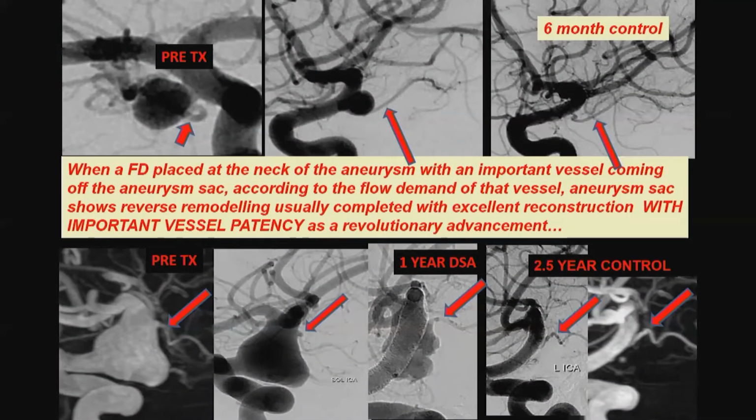Especially for aneurysms like those with the anterior choroidal coming off the aneurysm sac, and there are two different aneurysms with anterior choroidal coming off the sac, when we deploy a flow diverter across the aneurysm neck, it depends on the flow demand of the artery. Usually aneurysms show reverse remodeling, usually completed with excellent reconstruction and important vessel patency, and this was a revolutionary advancement. This happens sometimes at 6 months, but sometimes at 2.5 years, with some additional placement of flow diverters. But usually the concept works out.